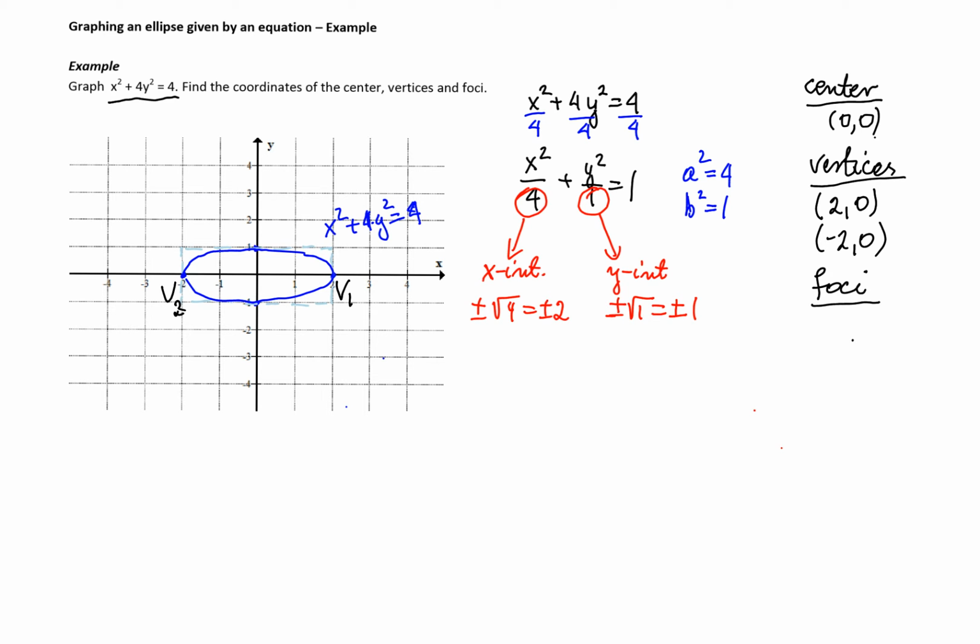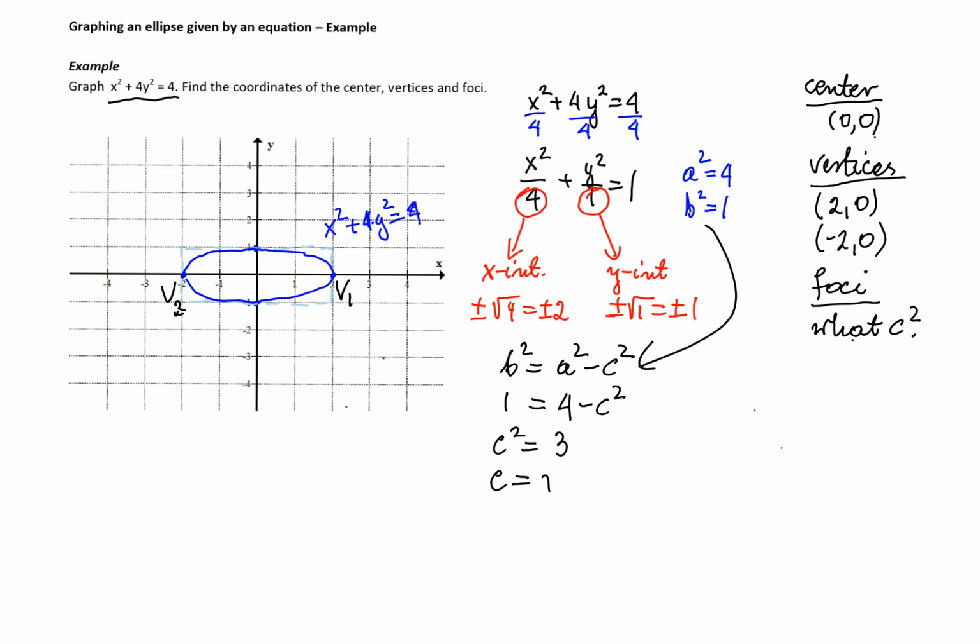Now, as for the foci, I need to figure out the value of c. Because the foci have coordinates c, 0 and negative c, 0, we know that b squared is equal to a squared minus c squared. Because I know the values of a squared and b squared, I have 1 is equal to 4 minus c squared, or c squared is equal to 3. Therefore c is the square root of 3. We assume that c is positive.